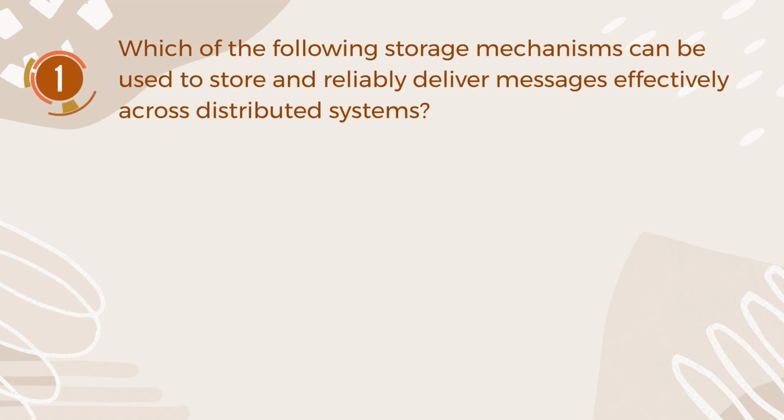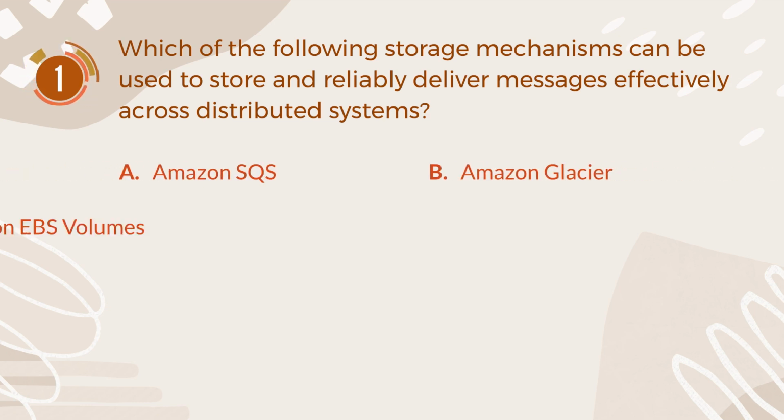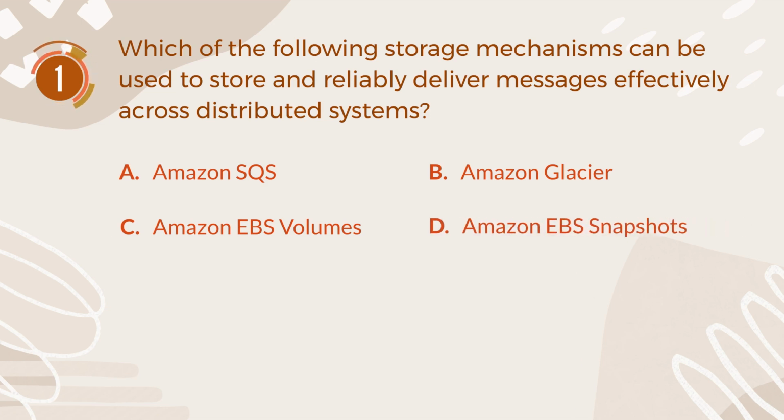Number 1. Which of the following storage mechanisms can be used to store and reliably deliver messages effectively across distributed systems? A. Amazon SQS. B. Amazon Glacier. C. Amazon EBS Volumes. D. Amazon EBS Snapshots.